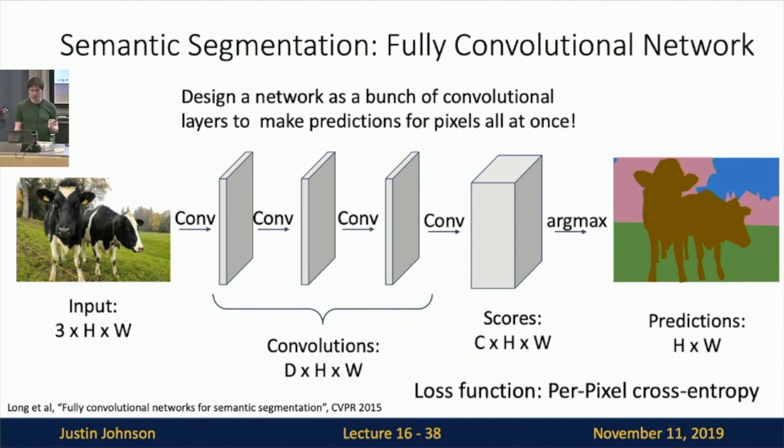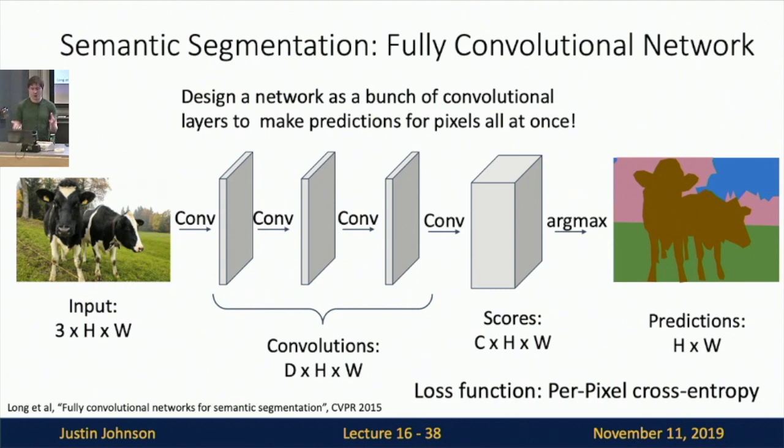So as an example, you can imagine stacking a whole bunch of 3x3 stride 1, pad 1 convolutions, and then the output would have the same spatial size as the input. And now we want the final convolution layer in the network to have a number of output channels equal to the number of categories that we want to detect.